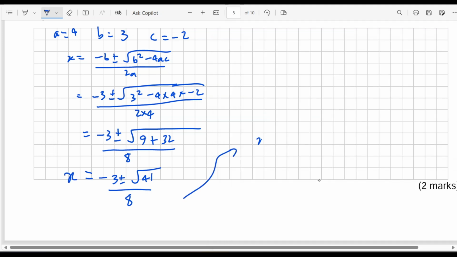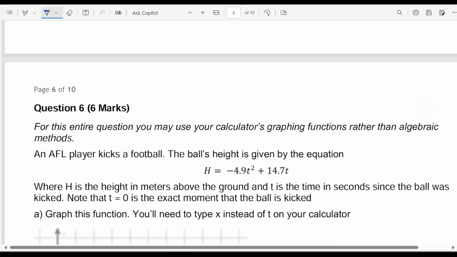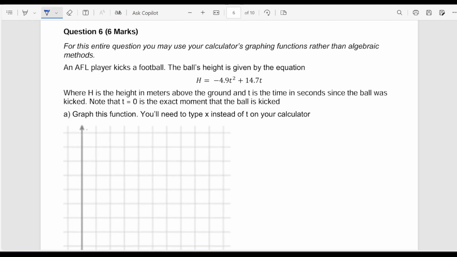If you want to be extra fancy, you can say x is minus 3 plus root 41 over 8, or minus 3 take root 41 over 8. But I won't penalize you if you just leave it like that, that's also fine. But there are two solutions. All right, I've got a football being kicked here. There's the equation. I better graph it.